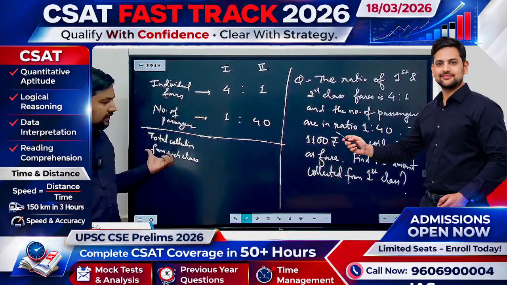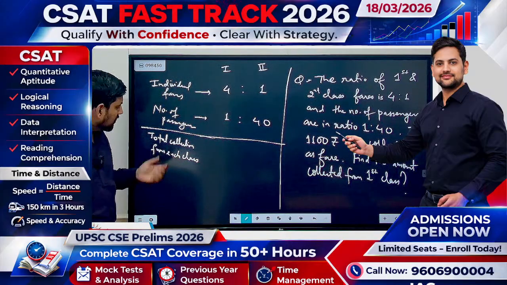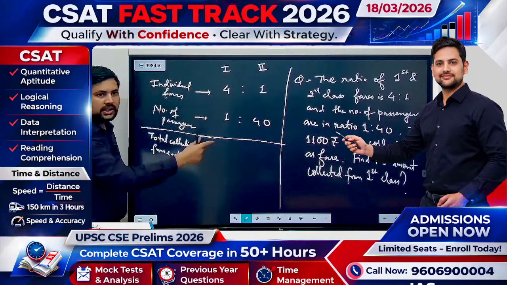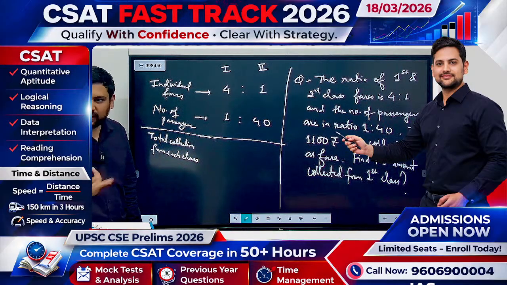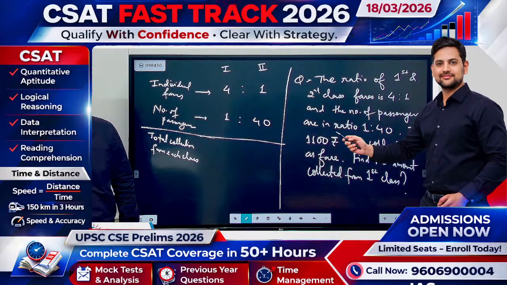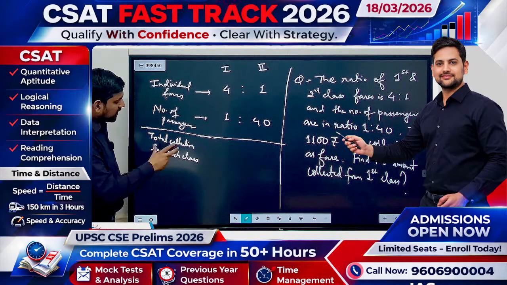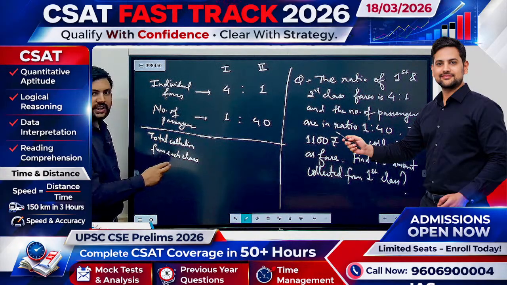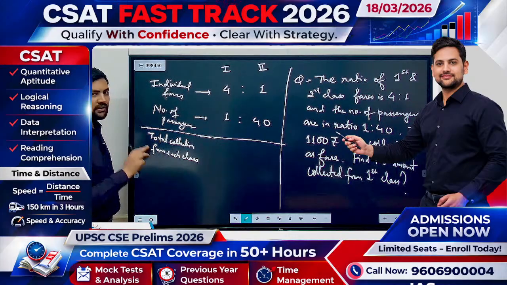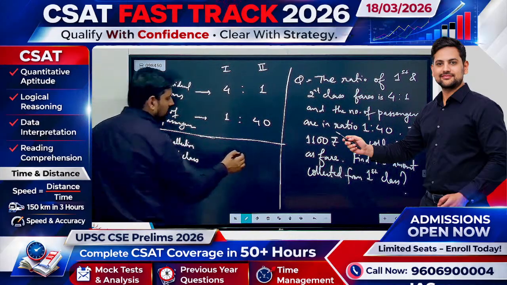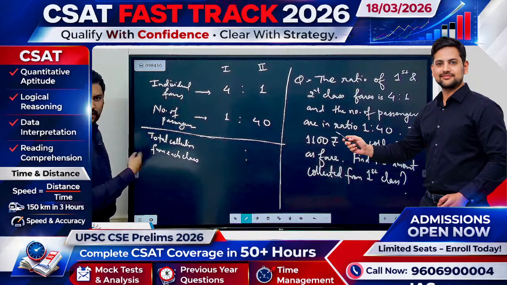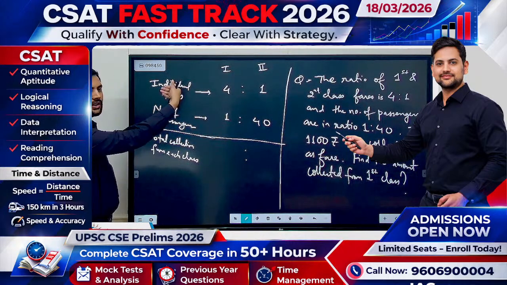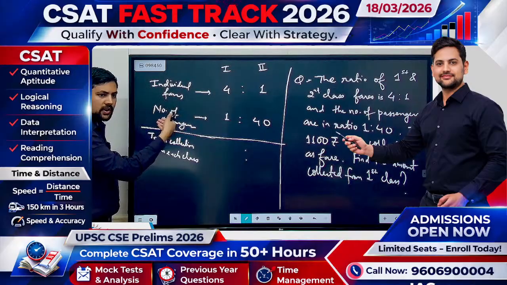So basically, what we'll first find out will be the ratio of total collection from each of the classes. If we can get the ratio, then we will get those values also. So now, what will be the total collection from each of these classes? Exact value we won't get right now, but we can get the ratio. So now see, total collection from first class will be equal to what? Individual fare into number of passengers.